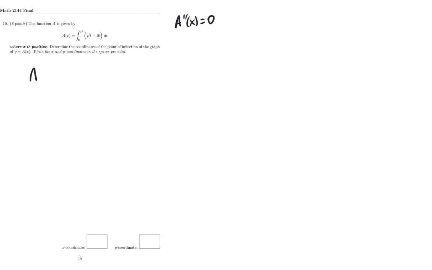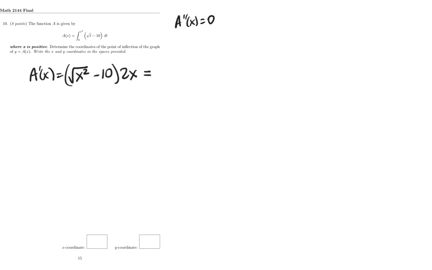If I want to find a prime of x, I'll have to employ the fundamental theorem of calculus part 2 in coordination with the chain rule, because I can see that one of my bounds is a function of x, not just a plain x. So by the fundamental theorem of calculus part 2, I'm going to have square root of x squared, I'll plug in the x squared for t, minus 10, and then all of that will be multiplied by the derivative of x squared, which is 2x. So I'm going to go ahead and simplify that.